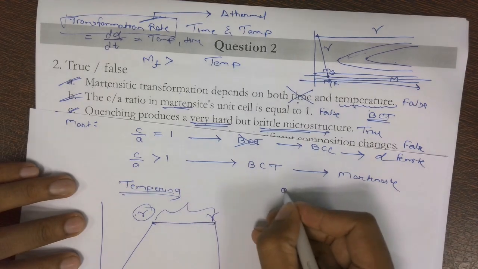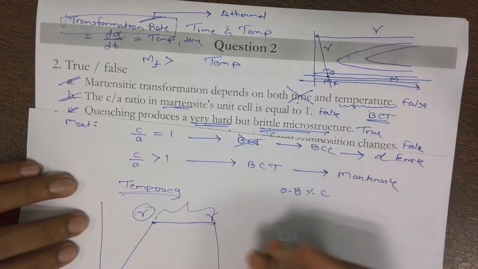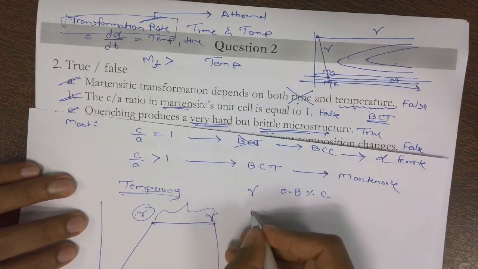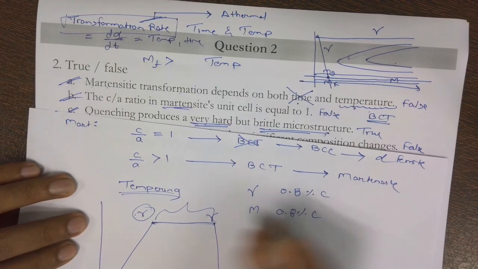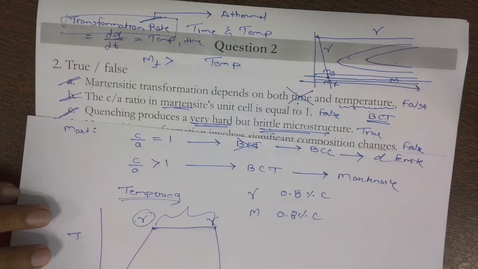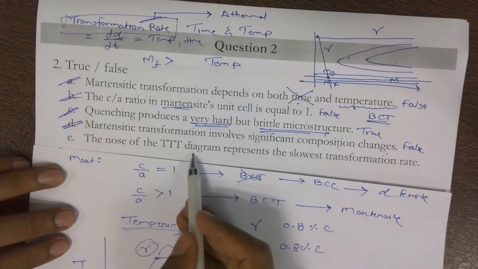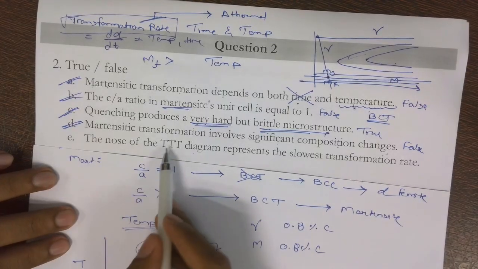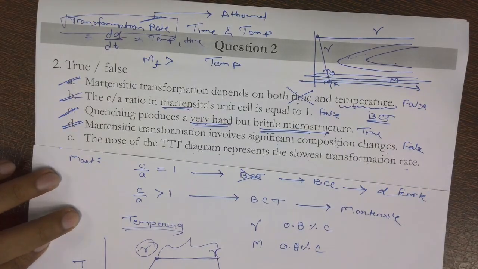The nose of the TTT curve, the nose of the TTT diagram, represents the slowest transformation rate. This again is about the transformation rate for martensite. Let me explain this question. What is this question saying?